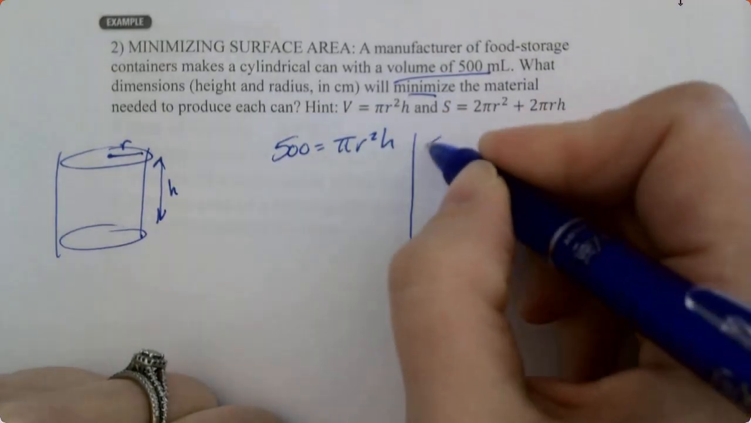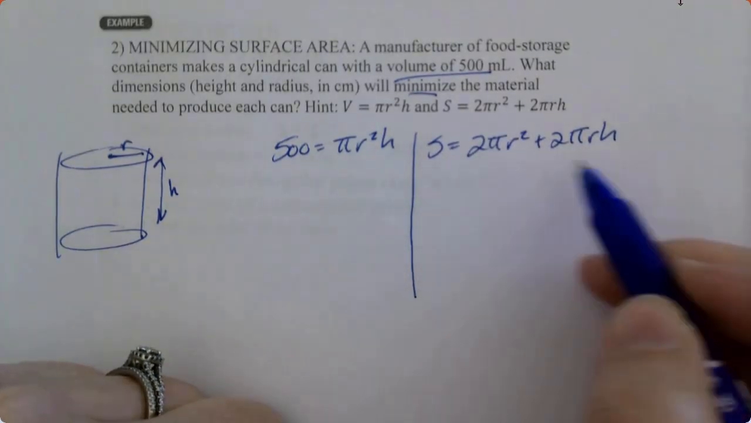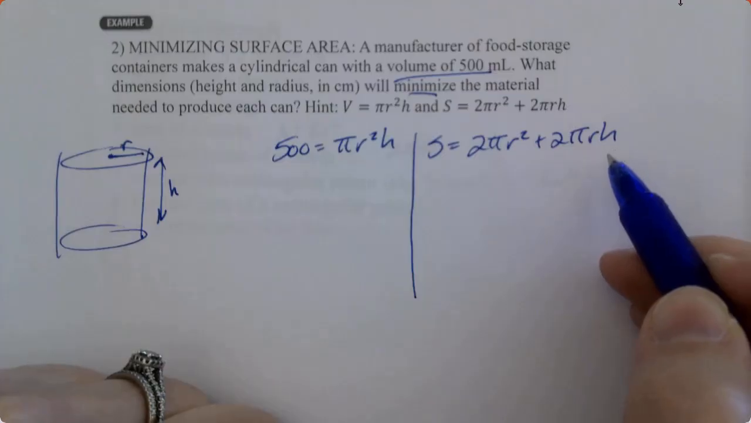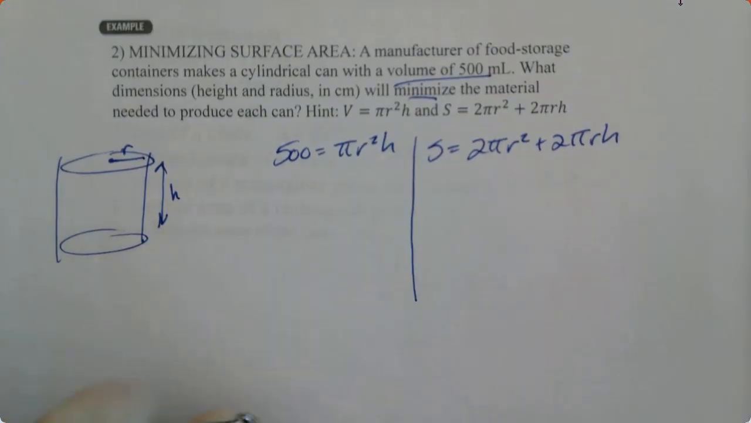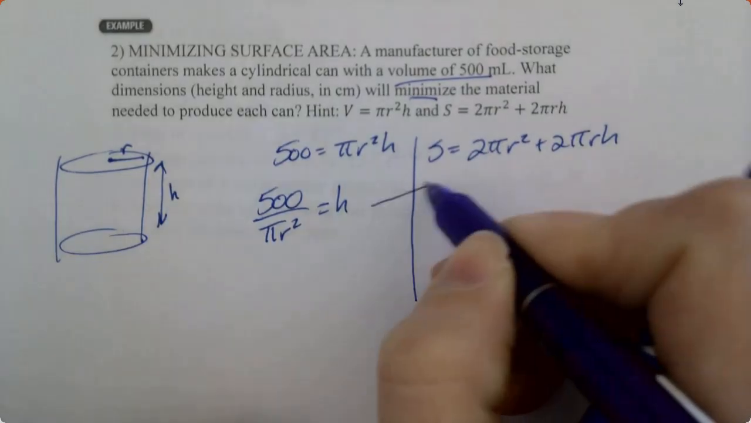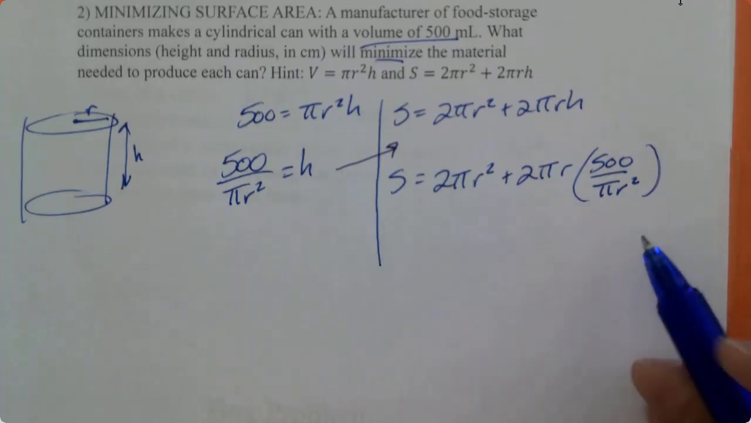So I'm going to write this formula down again. Similar situation. This is the formula that I want to find the derivative of, but I have an r and an h, and I want just one variable. So we'll solve the volume equation for what? Yes, let's solve this for height. And now I'm going to substitute it into the surface area equation. And that's the equation I want to take the derivative of.